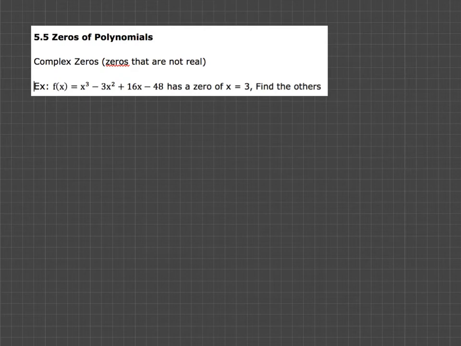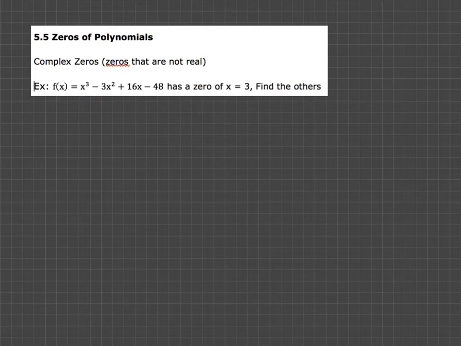We're going to look at 5.5, zeros of polynomials. We're going to start to look at complex zeros, which means zeros that are possibly not real. Let's look at this example. We have a polynomial function. We're given a 0 of 3, and we want to find the other zeros.